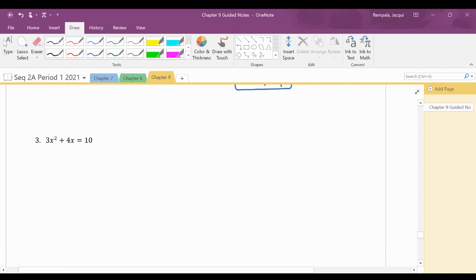Looking at this last example here, notice that it does not equal 0. So to make it equal 0, we've got to move the 10 to the other side. I am going to subtract that 10 over to the left. None of those on the left are like terms, so we'll have 3x squared plus 4x minus 10 equals 0. That now allows me to identify the a, the b, and the c.